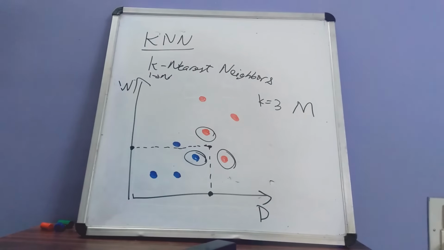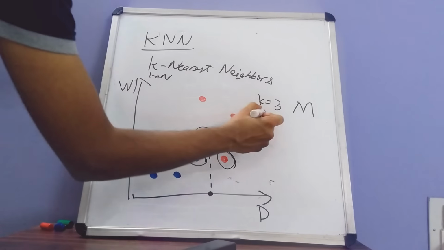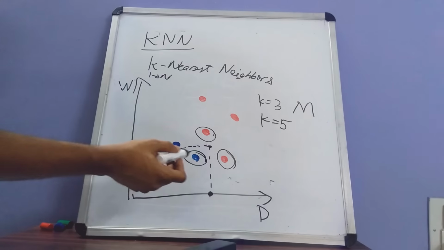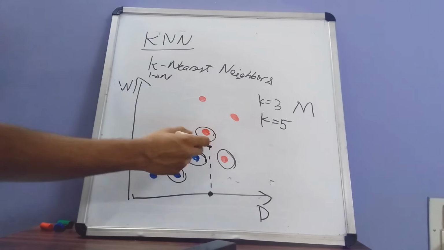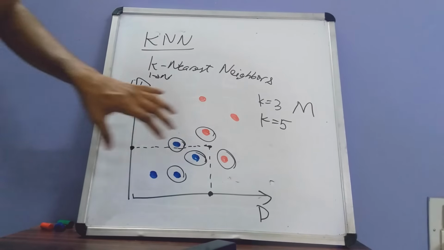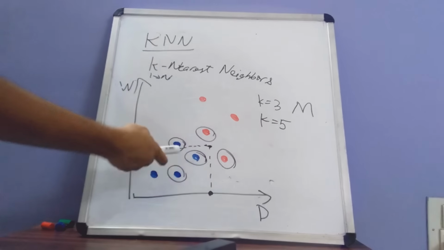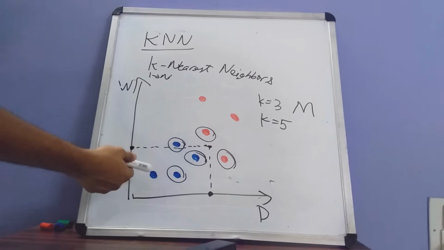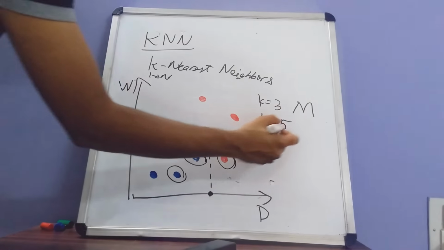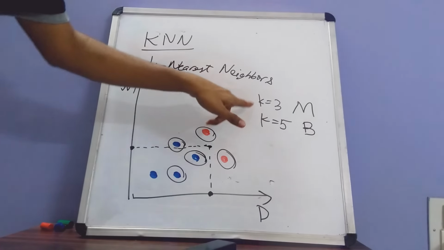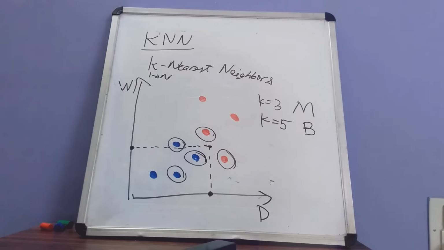But say we take K to be equal to 5. In this case, the 5 nearest neighbors are these 3 and these 2. So if you see the 5 nearest neighbors, a majority of them, 3 of them are benign tumors, and hence we will assume that this tumor is benign. So as you can see, for a different value of K, you might not get the same result all the time. This is an obvious drawback.